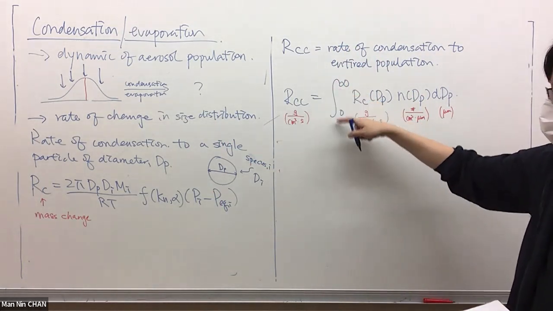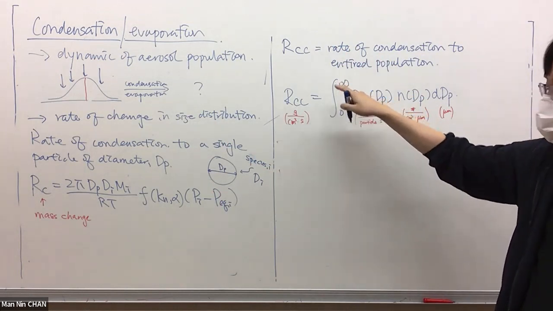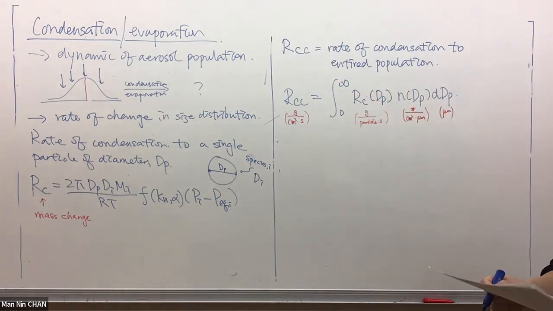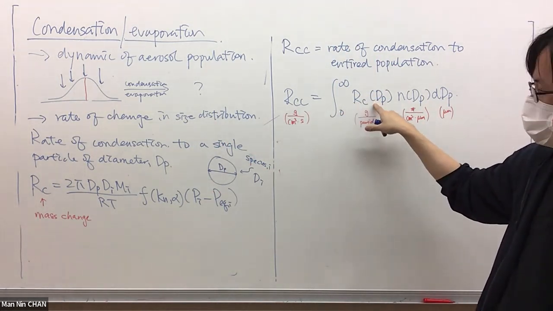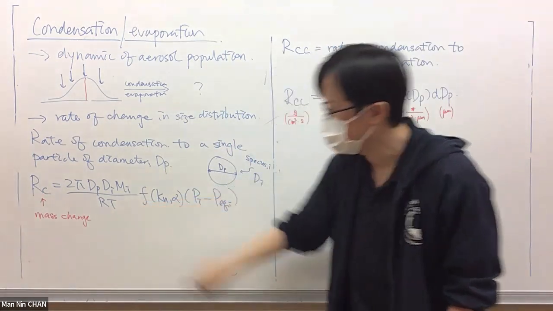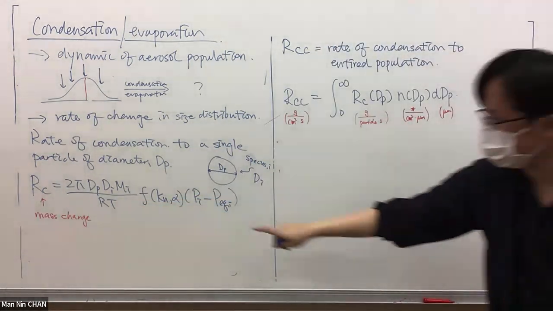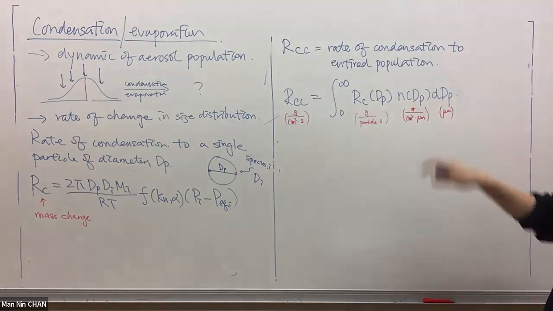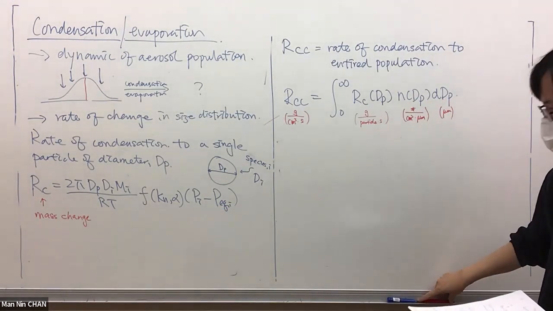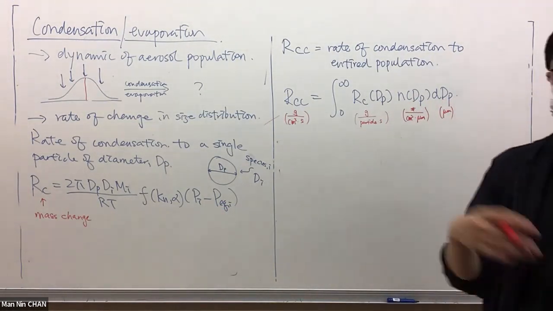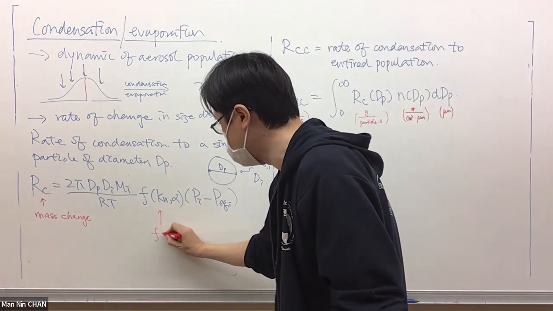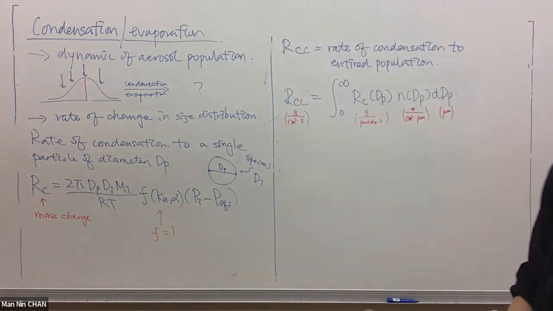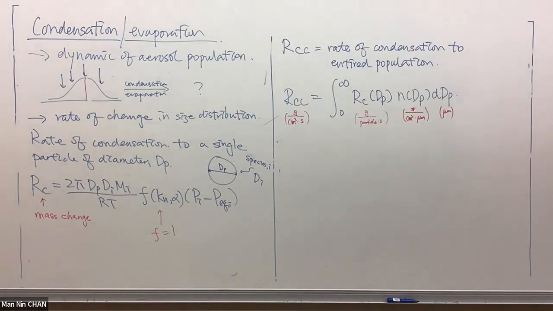Then you can just take the integration from 0 to infinity, so you are looking at the whole population. You can also substitute this, which of course is a function of dp here, and put it into here, and then you have this function. But, like I mentioned, to simplify our discussion, first let's set this f equal to 1. Let's assume this is in the continuum regime.